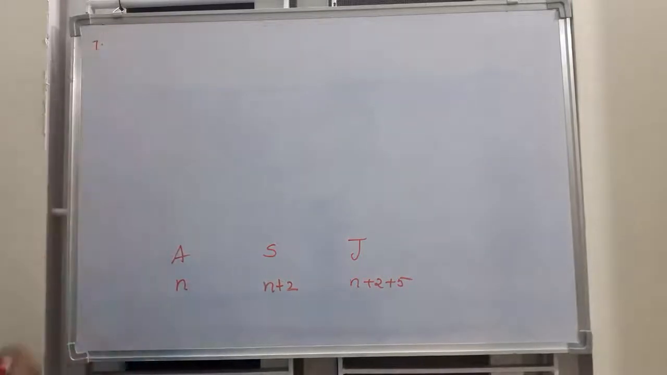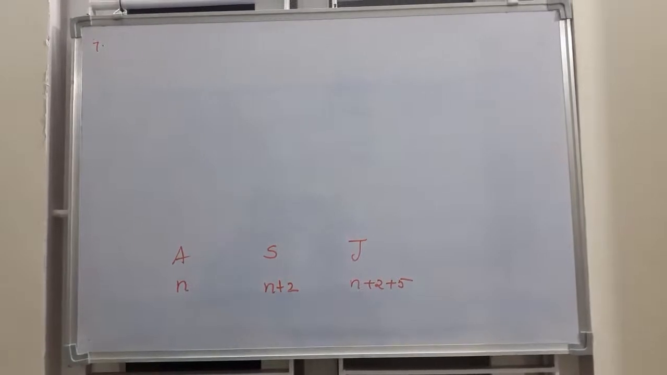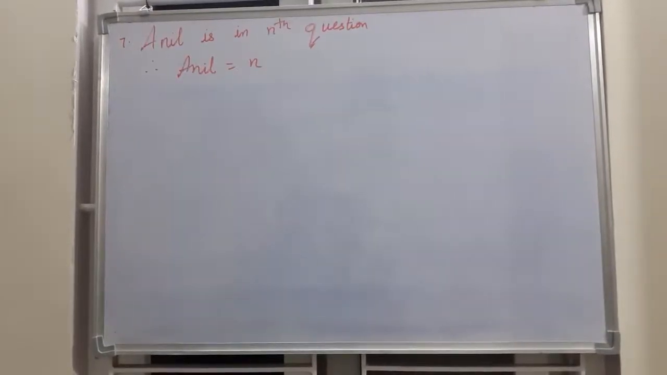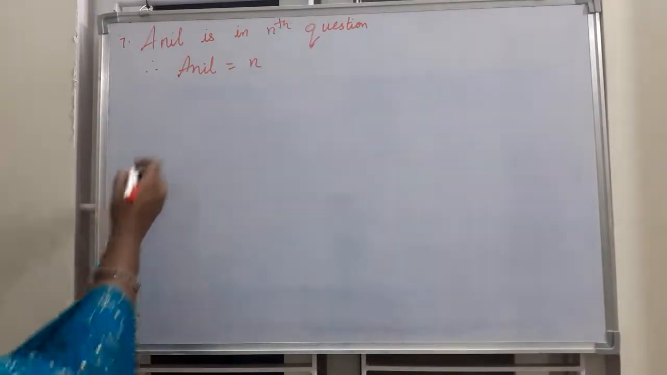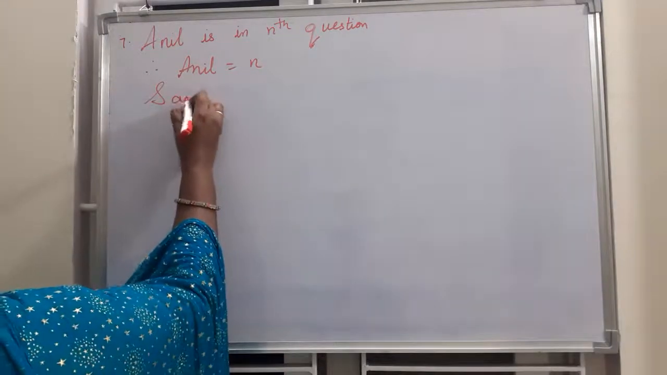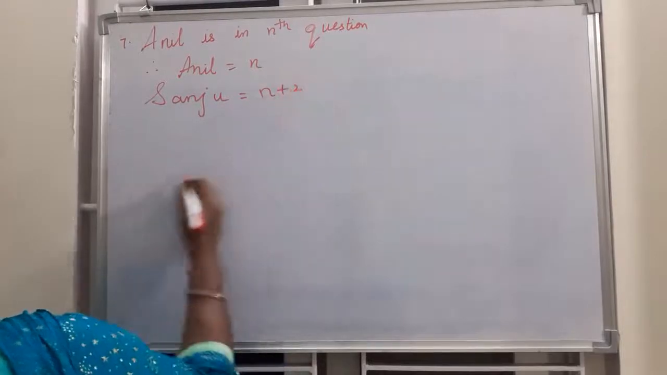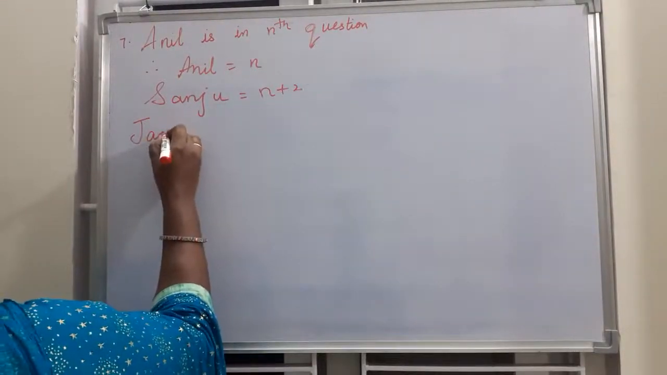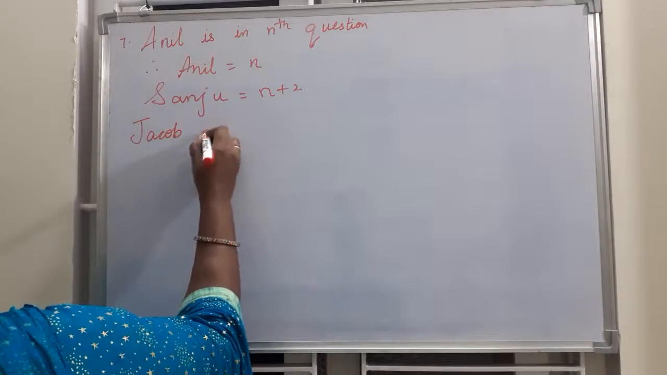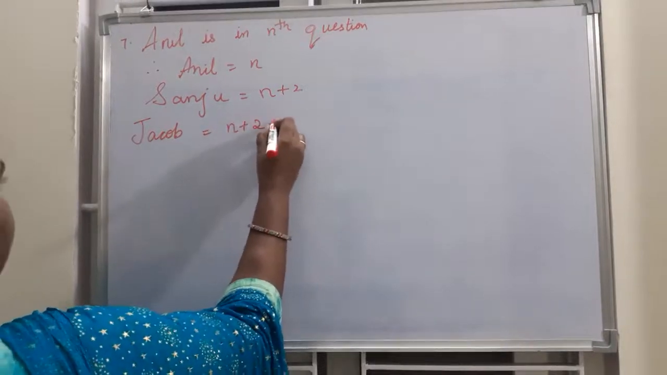Now for the 7th one, you can just write normally. I have written Anil is in the nth question, so that is nothing but Anil is equal to n. Simply you can put it like this. Next you have to write about Sanju. Sanju is 2 questions ahead, no? So n plus 2. Now Jacob. You can just write Jacob, n plus 2 plus 5.